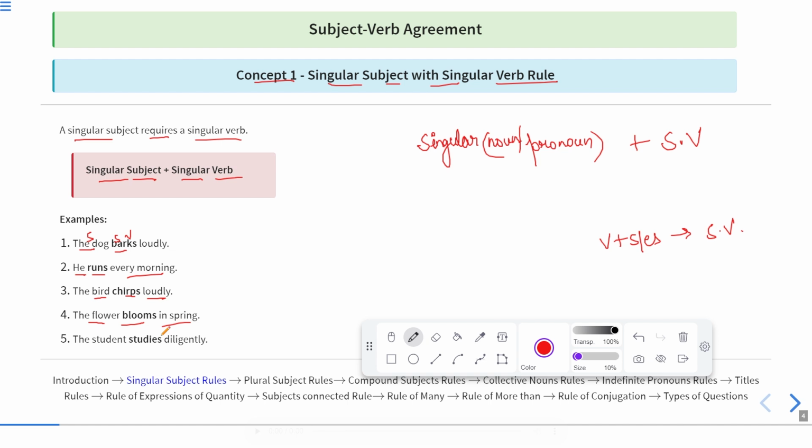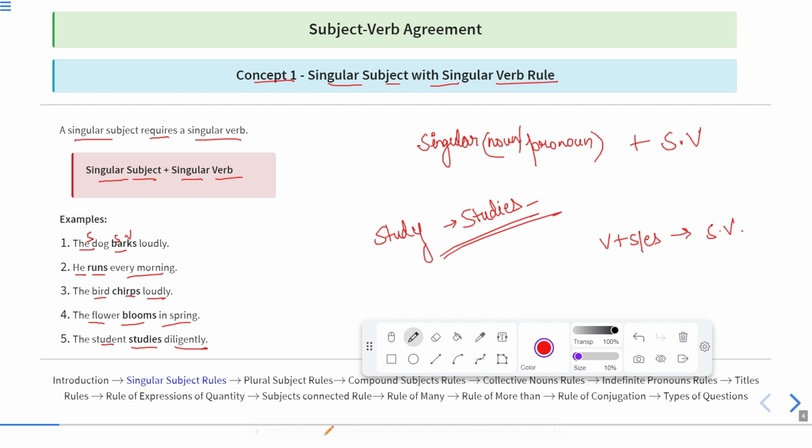Okay, the student studies diligently. So we are talking about only one student, that he studies diligently. So study is the base verb, and we have made it singular by adding ies. Now somewhere these verbs follow the pattern of conversion from plural to singular. And this is similar to the conversion of noun from singular to plural. Now whenever we have a singular noun, we make it plural by adding s, es, ies according to some conditions, which we have already discussed in the chapter of noun.